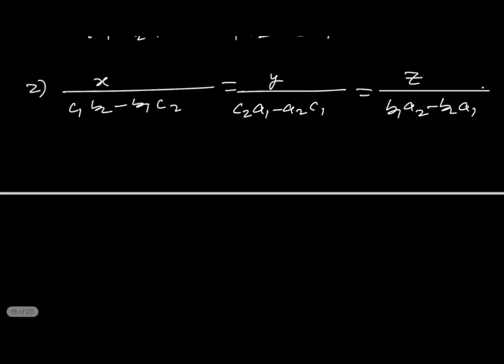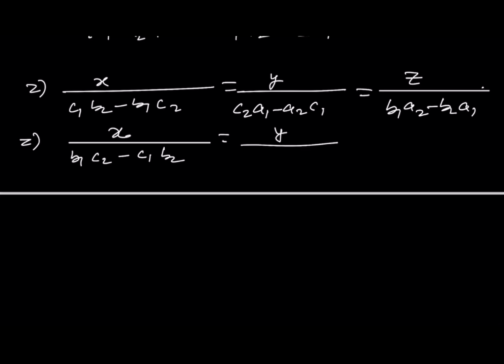And also I can write, by taking the minus sign common in the denominators, so that it will become x upon (b1 c2 minus c1 b2) is equal to y upon (c1 a2 minus c2 a1) is equal to z upon (a1 b2 minus b1 a2), right?